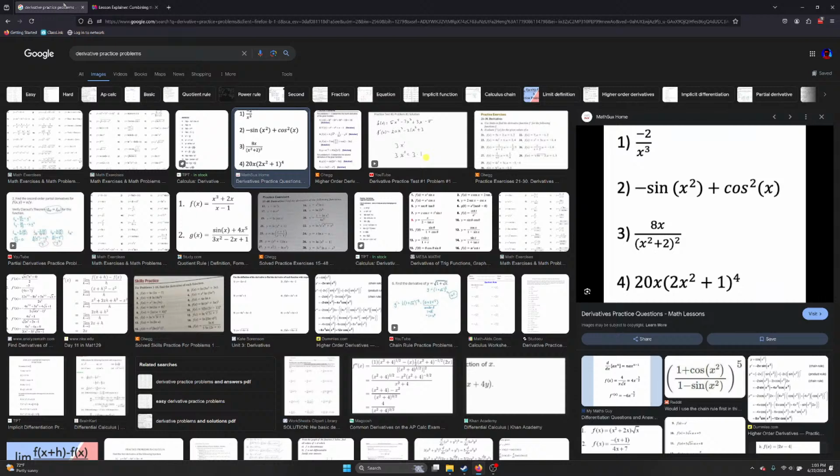Okay, so next question: negative sine x squared plus cosine squared x. I'm not going to make cosine squared x into cosine x squared. It sounds ambiguous, but just write brackets around x to signify that it's a function. Anyway, the derivative of cosine x squared. Okay, so how do we do this? Let's calculate the product of this. Negative sine x squared.